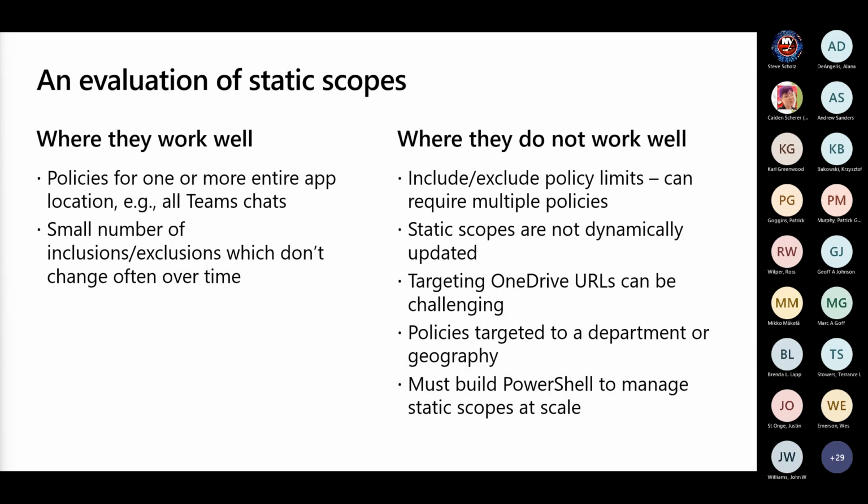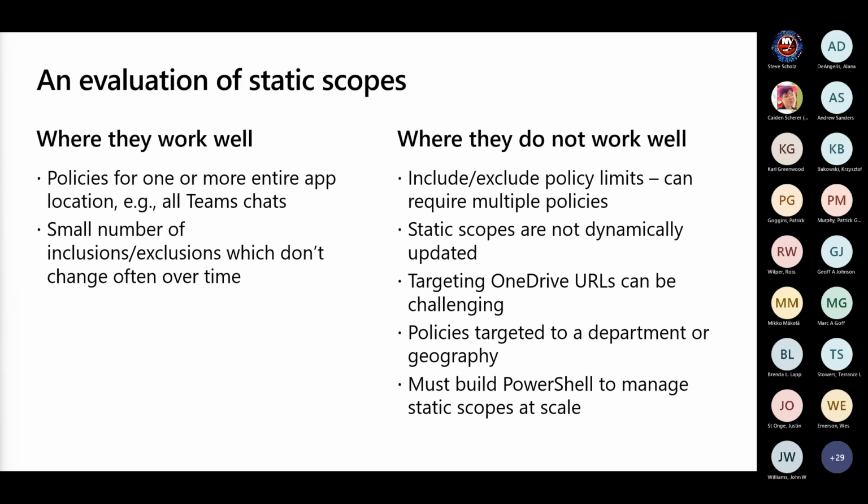But static scopes are not all bad. In fact, they do work in very specific situations, such as those where an entire location needs to be included in an org-wide blanket type policy. Or if you have a small number of inclusions or exclusions which don't change often over time, such as if you maybe need to exclude a board member from an entire location policy.